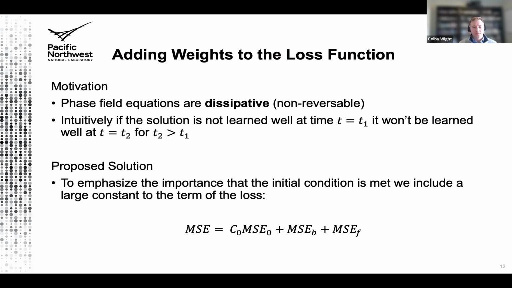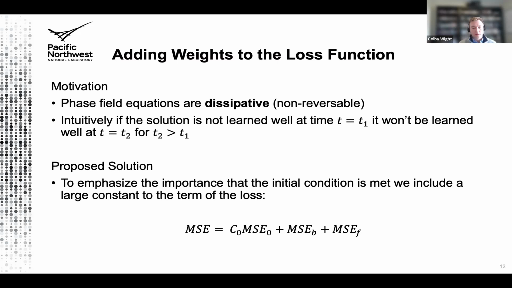So going back to phase-field equations, these equations are dissipative and they're not reversible. So intuitively, we would think that if the solution isn't learned well at t equals 0 or some initial time, it probably won't be learned well after that. At least that's the intuition, right? And we found that in general, the PINNs did follow that same rule. We found that if a solution wasn't learned well, that error propagated out through time.